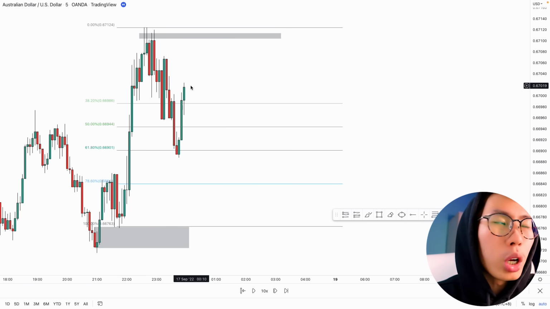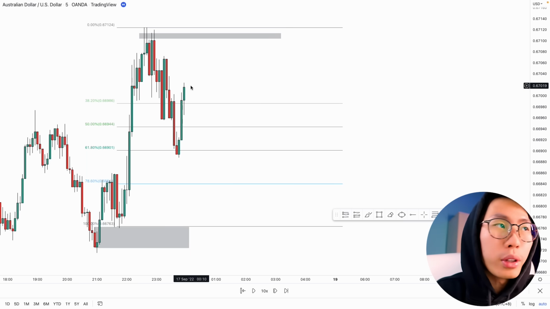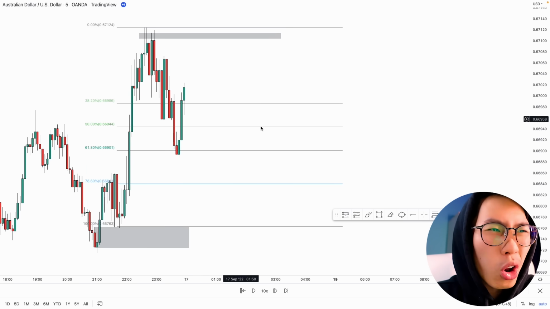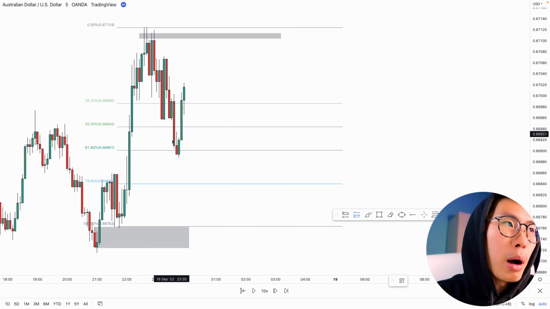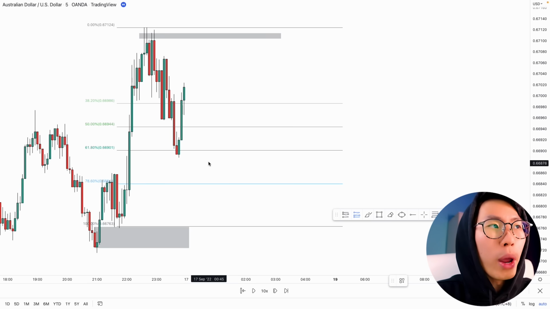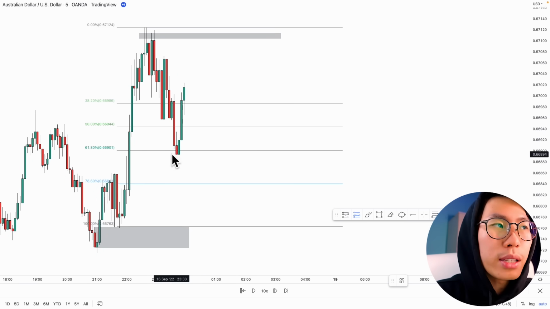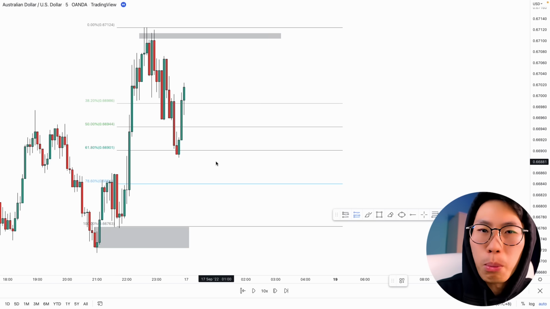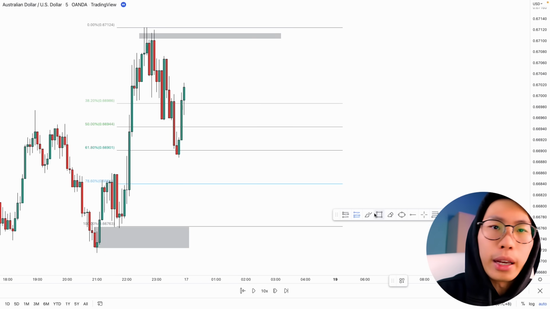At this point of time, I'm not going to be entering because I know that most of the time when you are using Fibonacci, you cannot be entering when price just bounces off one time. You need to wait for price to come back down to retest this same area, which makes it a more solid area before getting into the trade.